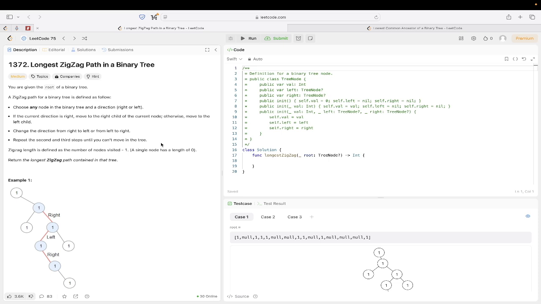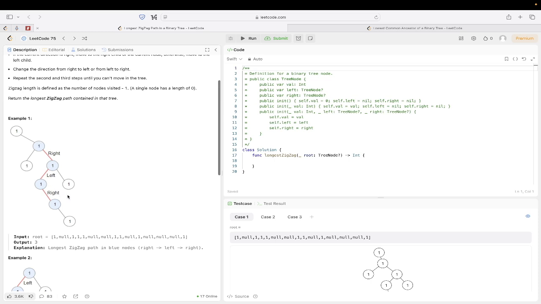child. Change the direction from left to right or from right to left. Repeat the second and third steps until you can't move in the tree. The zigzag length is defined as the number of nodes visited minus 1. A single node has a length of 0. Okay. And that's because we start at 0 for index. Return the longest zigzag path in that tree.